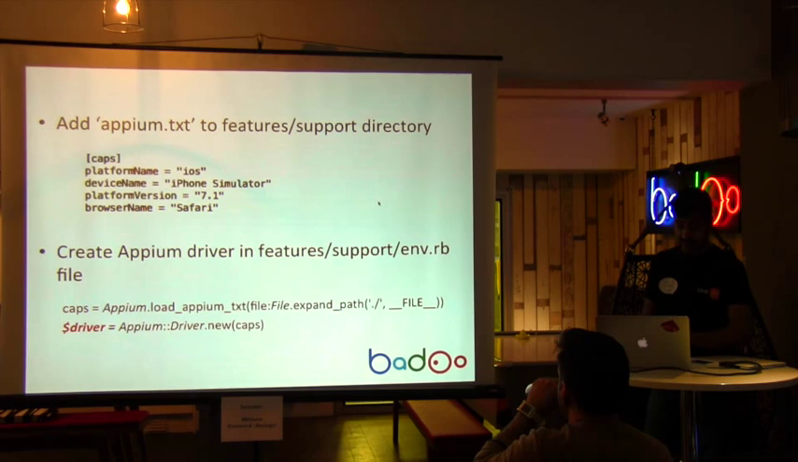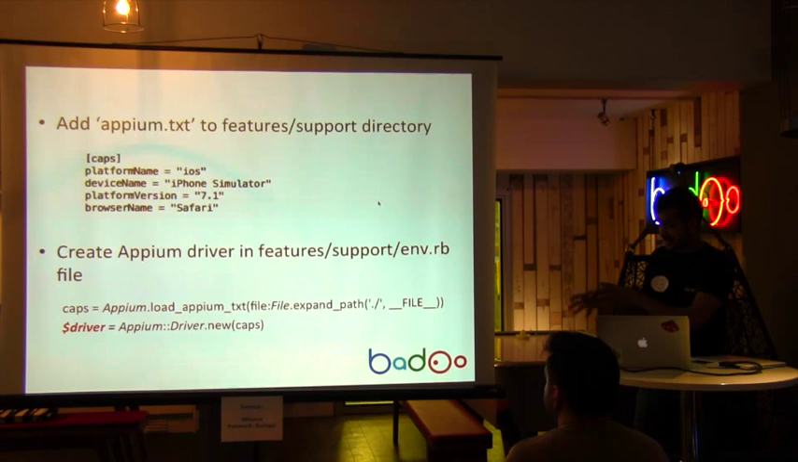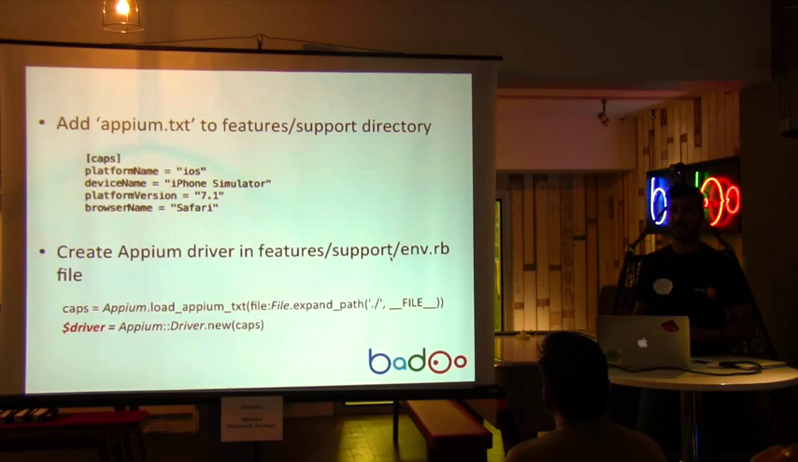What it does in Ruby is create a global variable called driver. It's actually created also inside the Appium driver code, but I just assigned it to the same variable for clarity. The dollar symbol means it's a global variable in Ruby, so you can access this variable anywhere in your project. So you created the driver with all the capabilities.